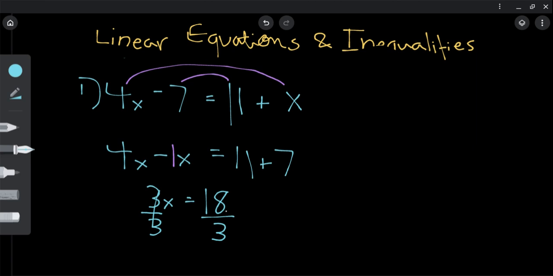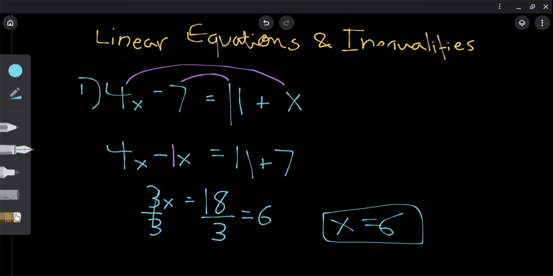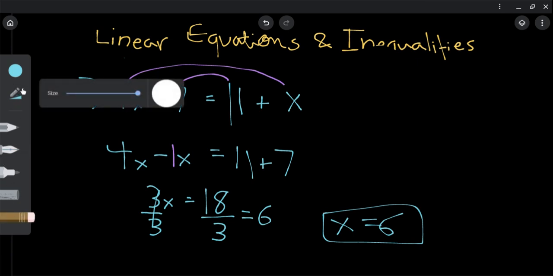X equals 18 over 3. 18 over 3 is just 18 divided by 3, which is 6. So that means x equals 6. Alright, perfect.